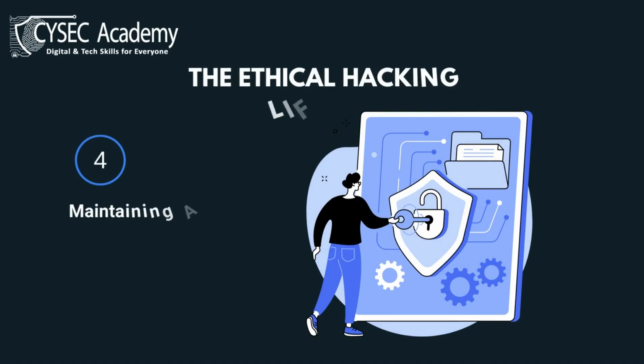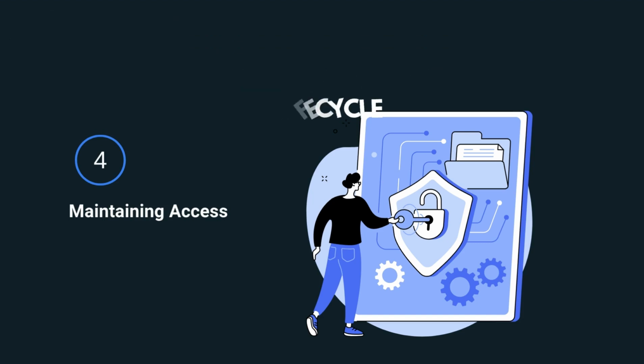Phase 4, Maintaining access. After gaining access and escalating privileges, the ethical hacker installs a backdoor or other persistence mechanism to maintain access. This simulates real attacker behavior and demonstrates the long-term impact and risks of a successful breach.